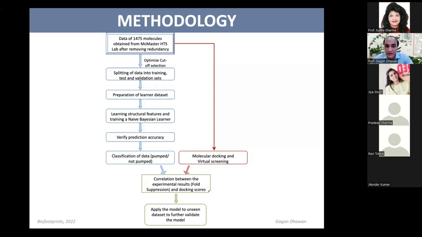So we classified the data into pumped and non-pumped, and simultaneously we did the molecular simulation studies for 1475 molecules. And after that, we tried to correlate between the experimental results, that is fold suppression, and the docking scores which we got using the molecular simulation studies, and then apply the model to the unseen data set to further validate the model.